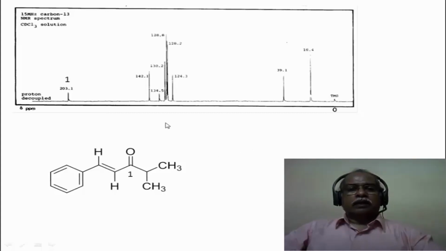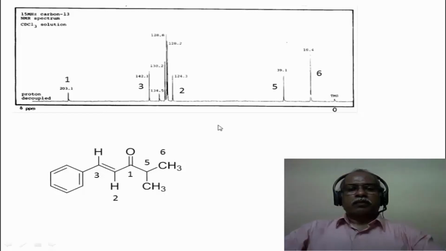One can assign the carbonyl stretching frequency at 203.1, which is the alpha beta unsaturated carbonyl. Then you have the beta carbon and the alpha carbon. The beta carbon should come at a higher delta value because of the resonance effect of the carbonyl functional group, which withdraws the electron and makes the beta carbon depleted in electron density relative to the alpha carbon. So one can see that very clearly. Number 3 corresponds to the beta carbon, and number 2, which is at 124.3, corresponds to the alpha carbon in this particular molecule.